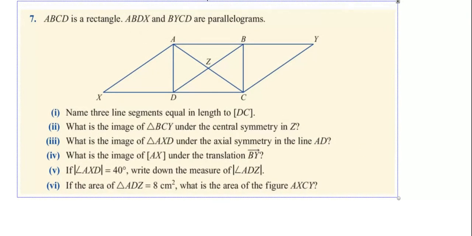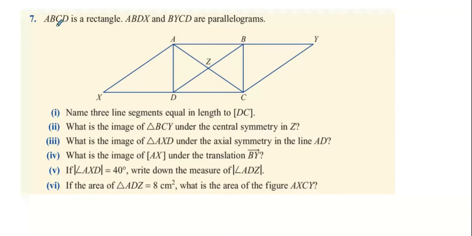Now, ABCD is a rectangle. So AD is the same length as BC. DC is the same length as AB. But then it also says ABDX, which one's ABDX? No, where is X? Oh yeah, there's two parallelograms. Okay, so we have two parallelograms, okay?